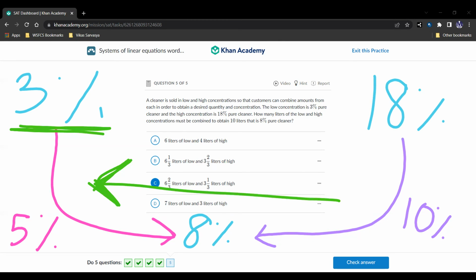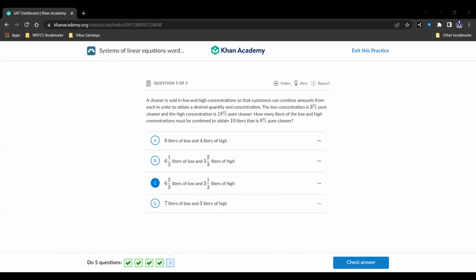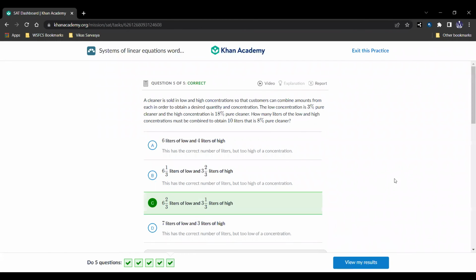And since we have 10 total, then the 3% is going to be 2/3, the 18% is going to be 1/3. So 2/3 of 10 is 6 2/3 of low, and 1/3 of 10 is going to be 3 1/3, which is high. And that is the same as what we found here, and that is our answer for this question.